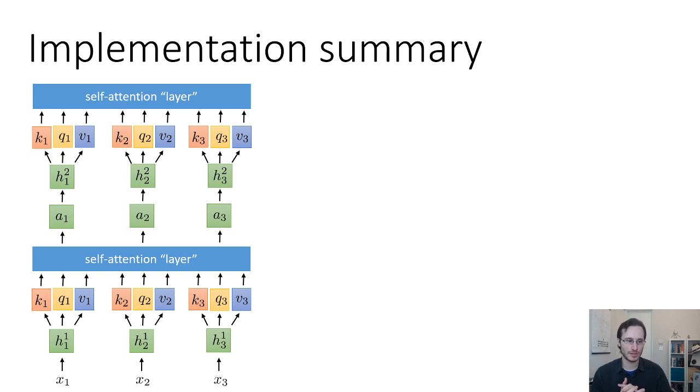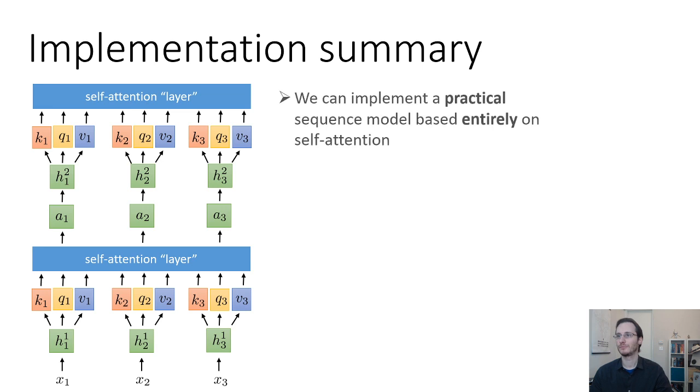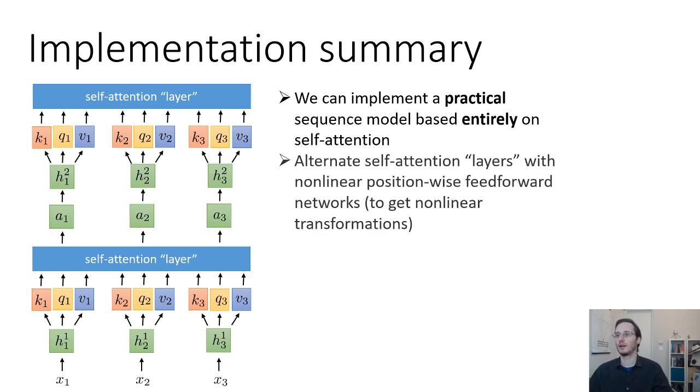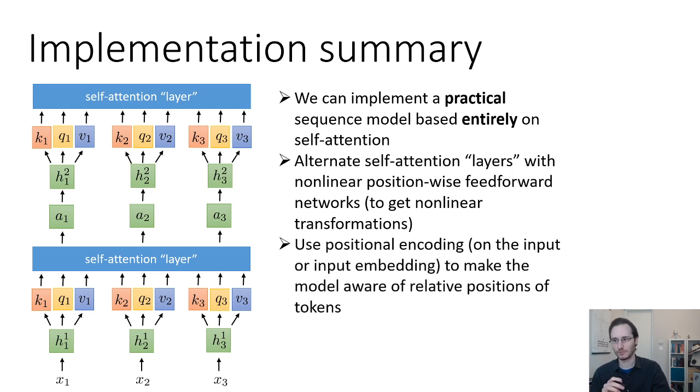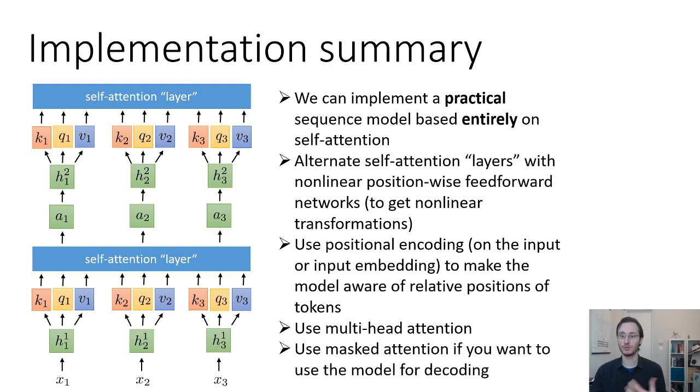Okay, so just to summarize these different implementation choices that we discussed, we can implement a practical sequence model based entirely on self-attention. And if you incorporate these four modifications that I described in this part of the lecture, this thing will actually work. You have to alternate self-attention layers with nonlinear position-wise feed-forward networks to get nonlinear transformations. You have to use positional encoding on the input or input embedding to make the model aware of the relative position of the tokens relative to each other in the sequence. You have to use multi-headed attention, so you can incorporate information from multiple different timestamps at each self-attention layer. And lastly, if you want to use the model to decode, to generate, you have to use masked attention so that you don't perform these lookups into the future.